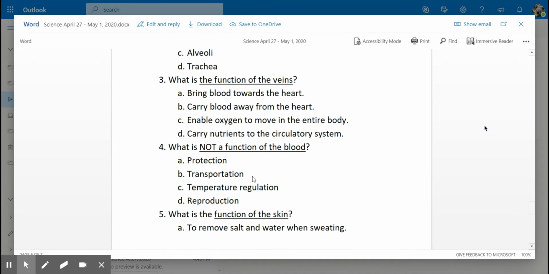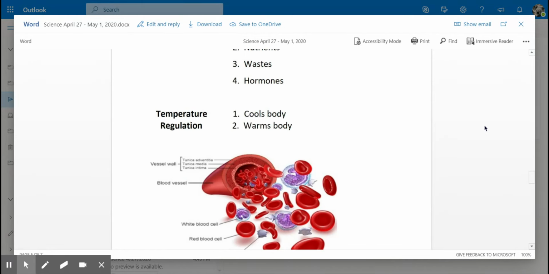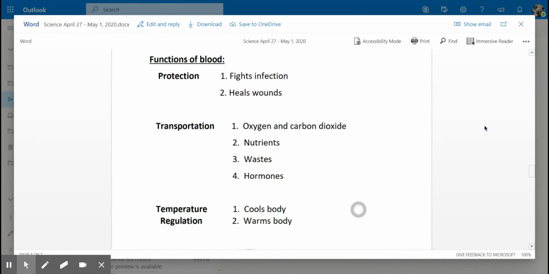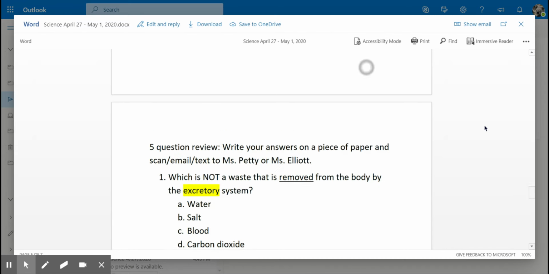Question number 4, what is not a function of blood? Protection, transportation, temperature regulation, and reproduction. Do you remember this one? Let's go back up and look. Always double check your text. There it is. Functions of blood, protection, transportation, temperature regulation. Doesn't say anything about reproduction.